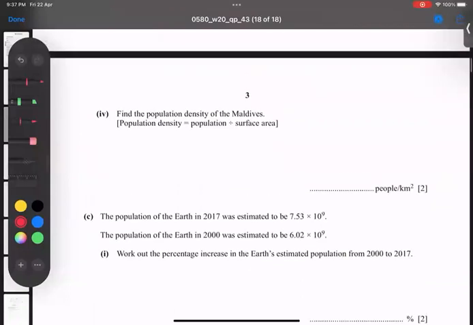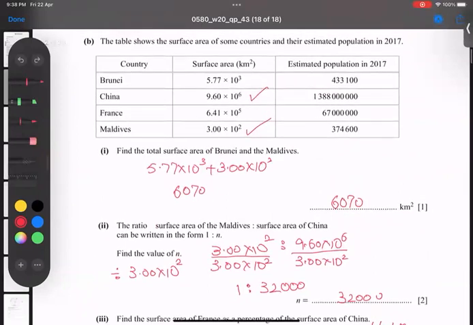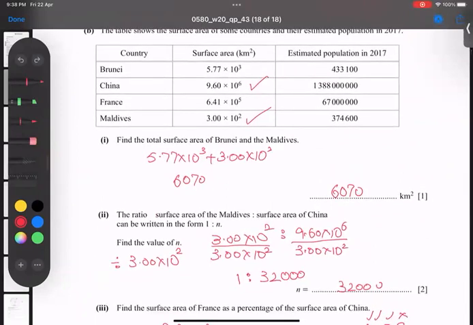Here he is asking for the density of the Maldives. And what is the criteria to find density? Population divided by area. So population of Maldives divided by area. So I have to turn back. So this is the population of the Maldives. So let's start how we can do it.